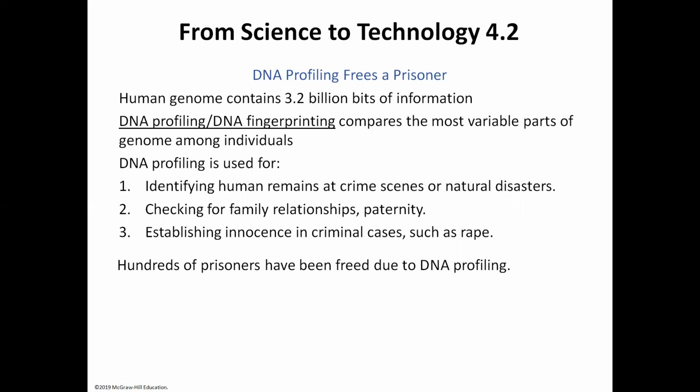So when we think about DNA profiling, we use it to check for crime scenes. We're able to check for it when there's human remains after a natural disaster. We can check for familial histories as well, especially for paternity tests. Or again, we can establish innocence in crime cases. So for instance, if there's a rape victim, they may be able to take a specimen from that rape victim and be able to find out who the true rapist was using genetic profiling.